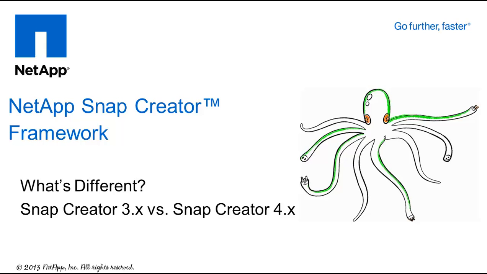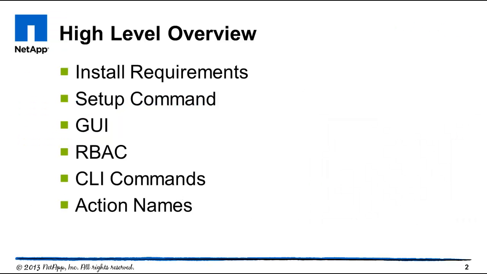In this presentation, we're going to take a look at what's different, not what's new, but what's different between Snap Creator 3 and Snap Creator 4. At a high level, there have been changes to the install requirements for Snap Creator. We've changed the setup command. We've added a new graphical user interface. We've enhanced the role-based access controls. There have been changes to the CLI commands. And finally, some of the action names have changed.